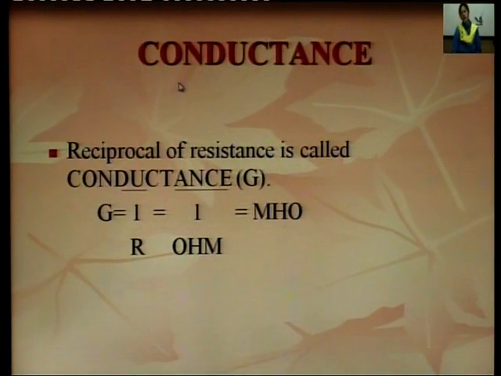So we can say conductance is the easiness with which the current or charge can flow. Resistance, we say, is the opposition to the flow of current, and conductance is the easiness with which the current or charge can flow.